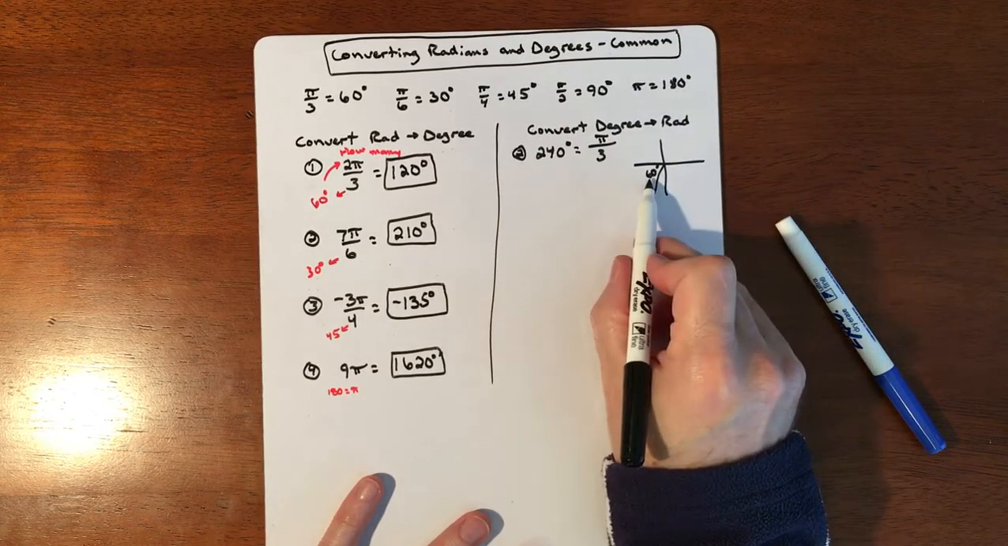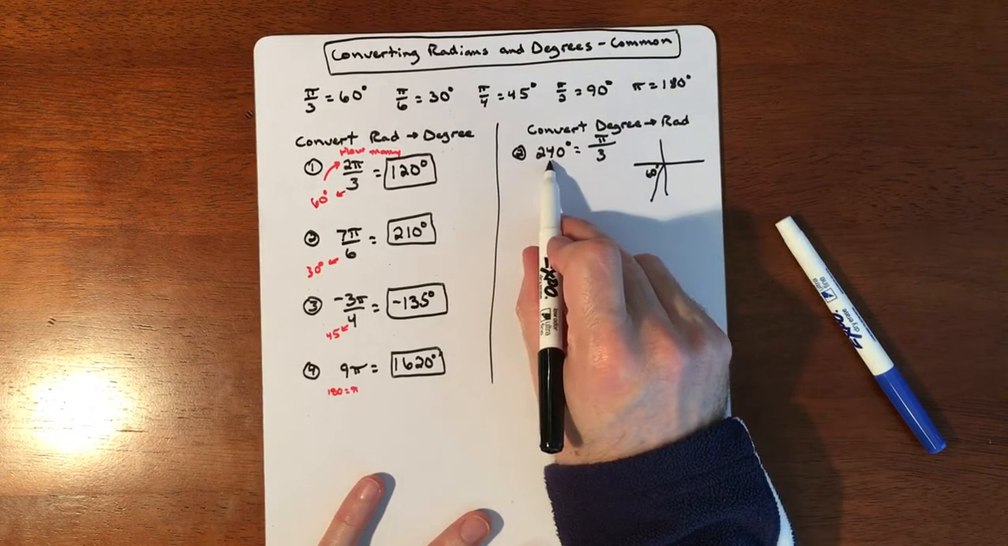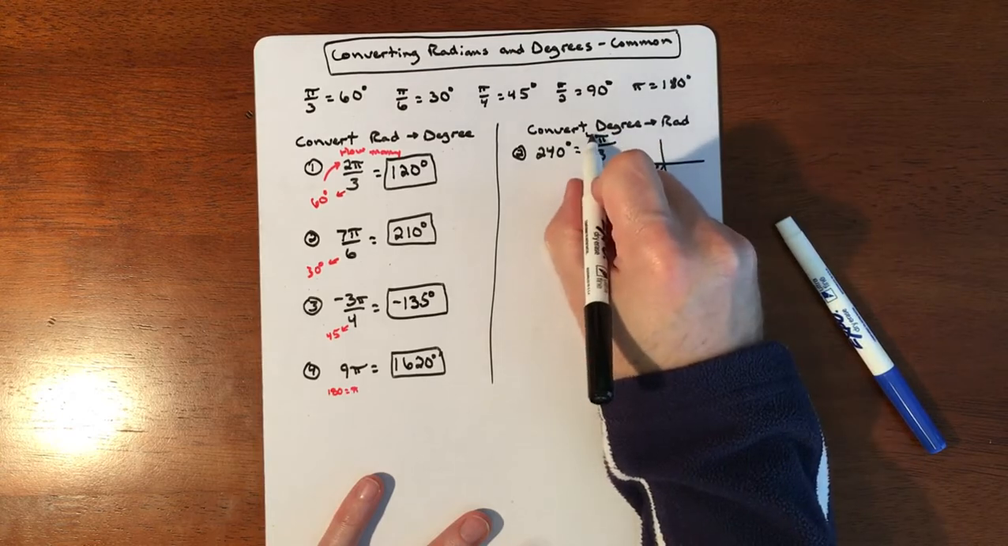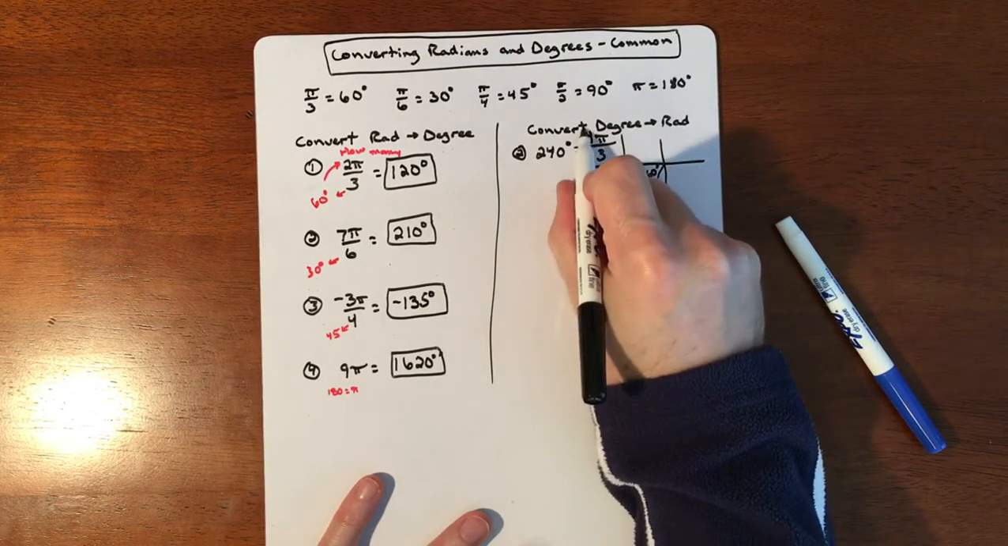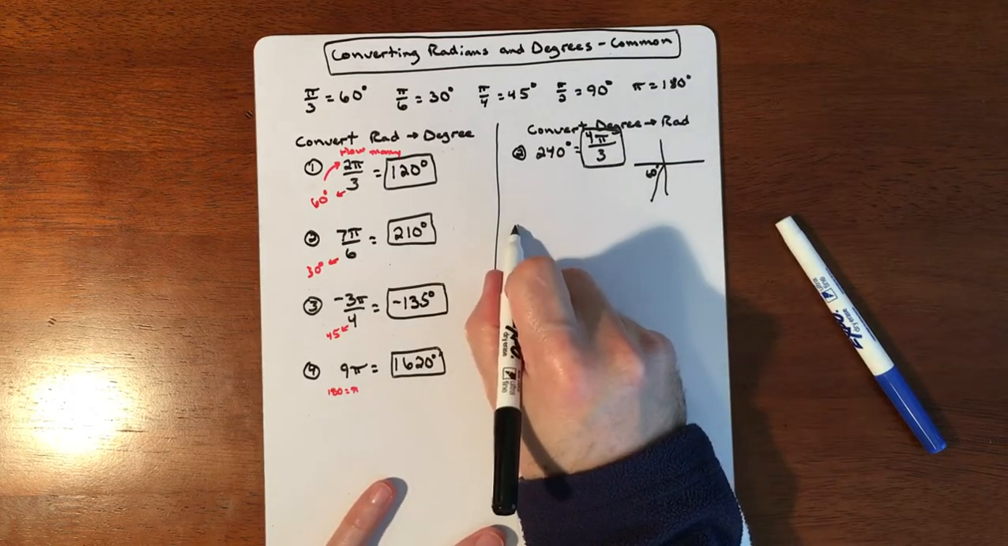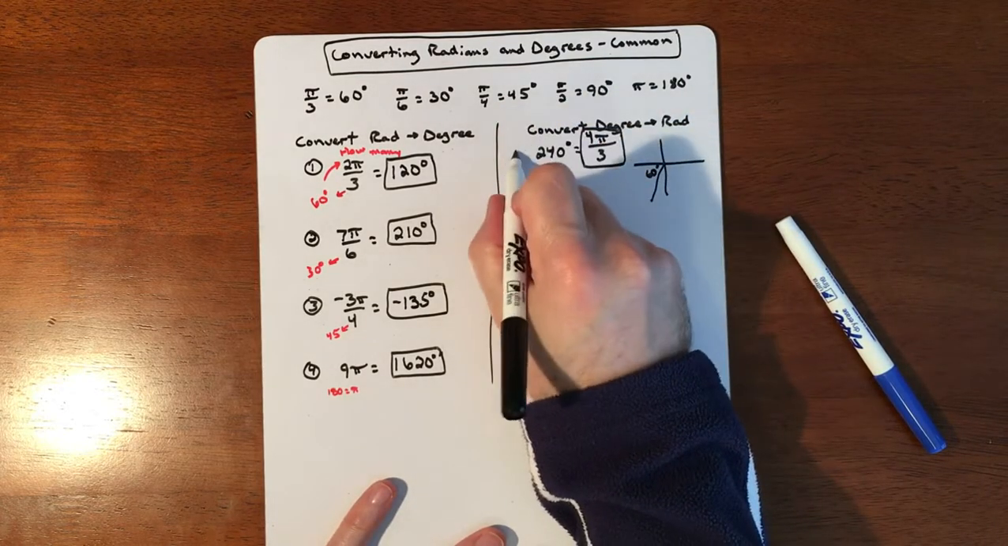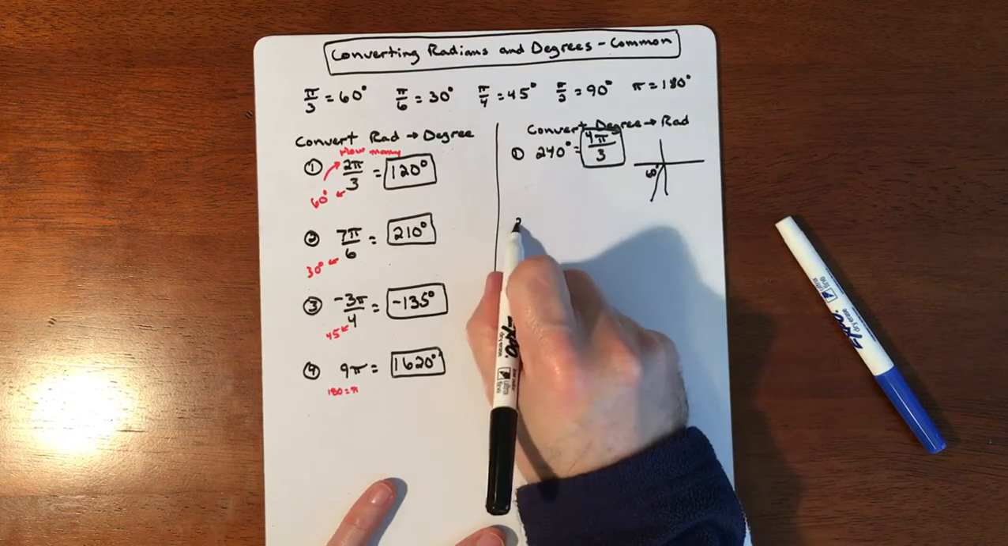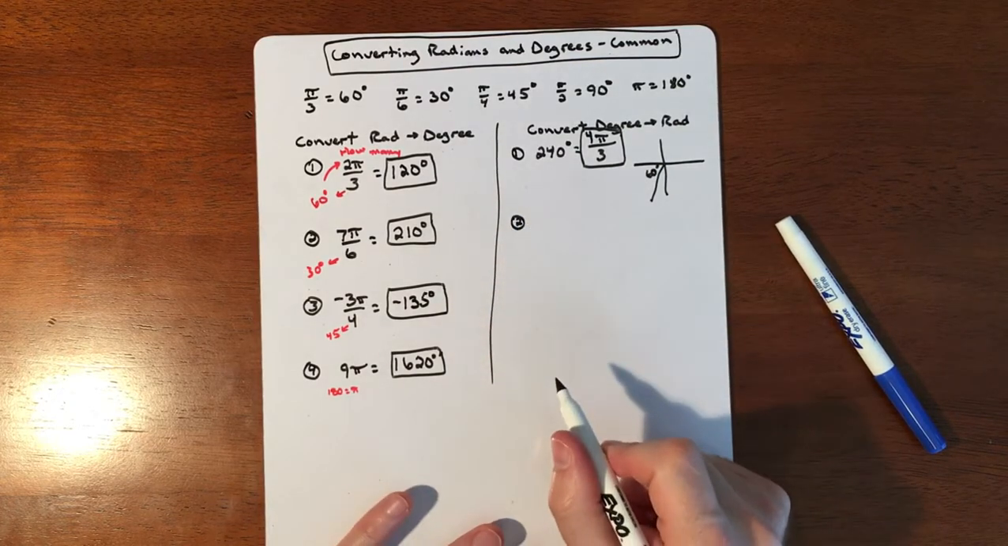Now my next question is, how many 60s does it take to get to 240? And that would be 4. So I would have 4 pi over 3. So I just need to know what the reference angle is, and then just how many of them.